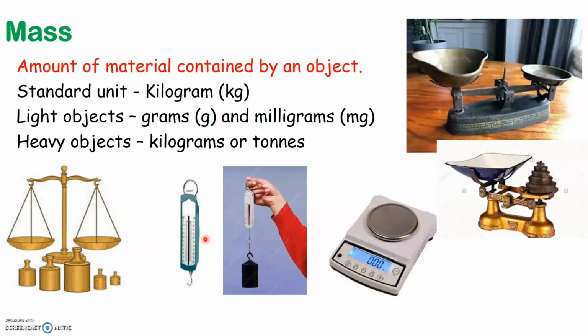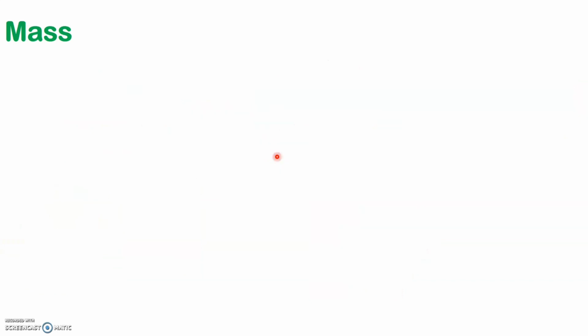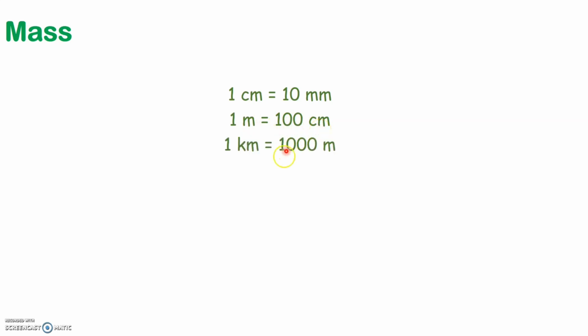Now let us learn what is the relation between kilogram, gram, milligram and ton. When we have learnt measurement, we have studied that 1 centimeter is equal to 10 millimeters and 1 meter is equal to 100 centimeters, while 1 kilometer is equal to 1000 meters. Same like that, there is a relation between grams, kilograms, milligrams and tons.